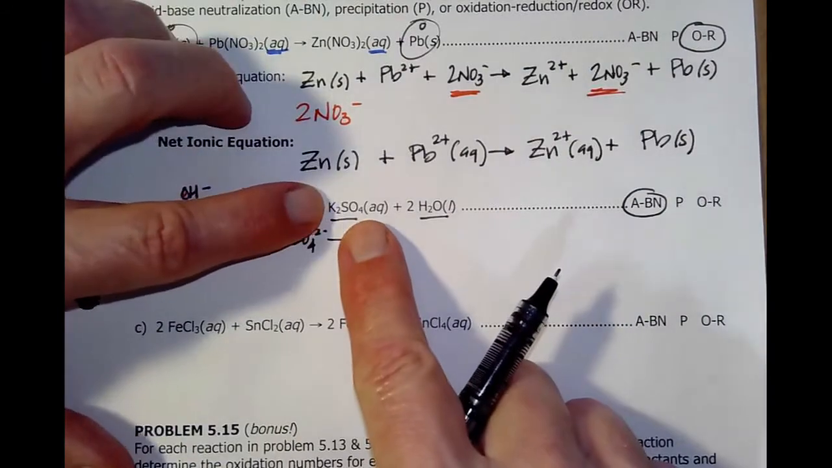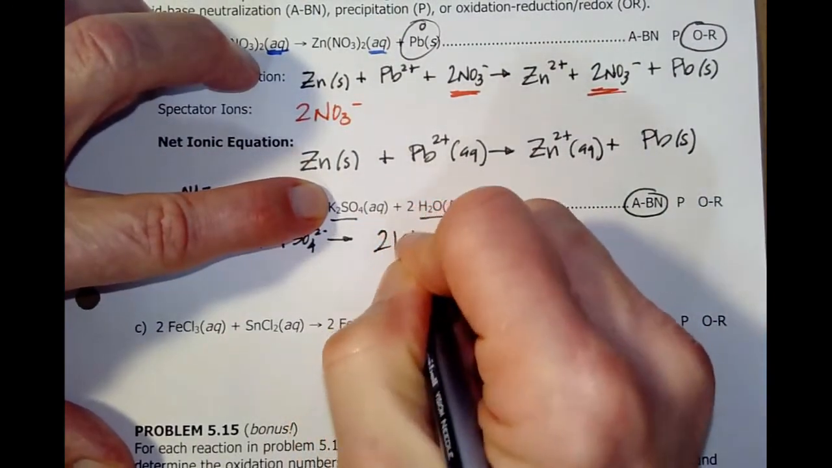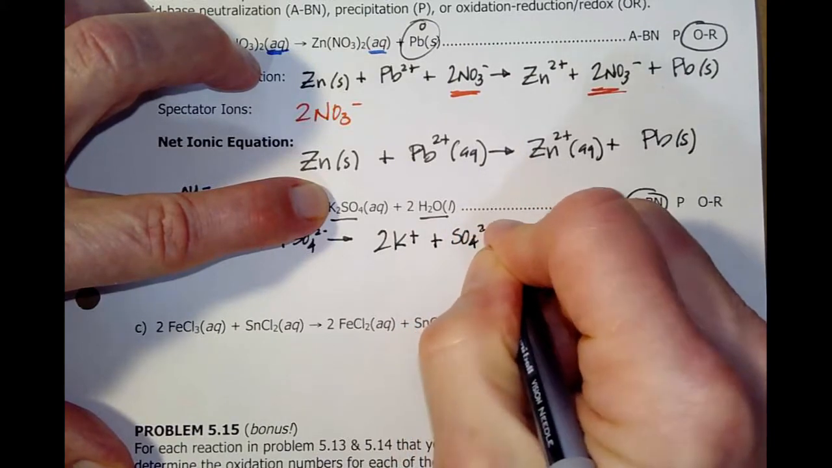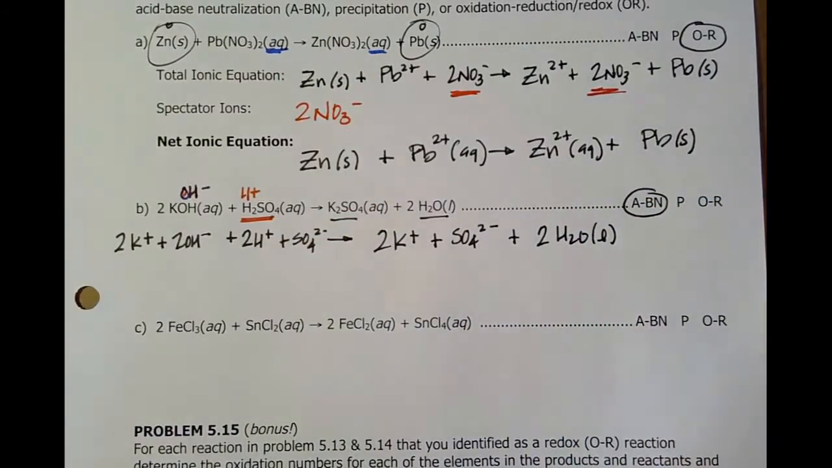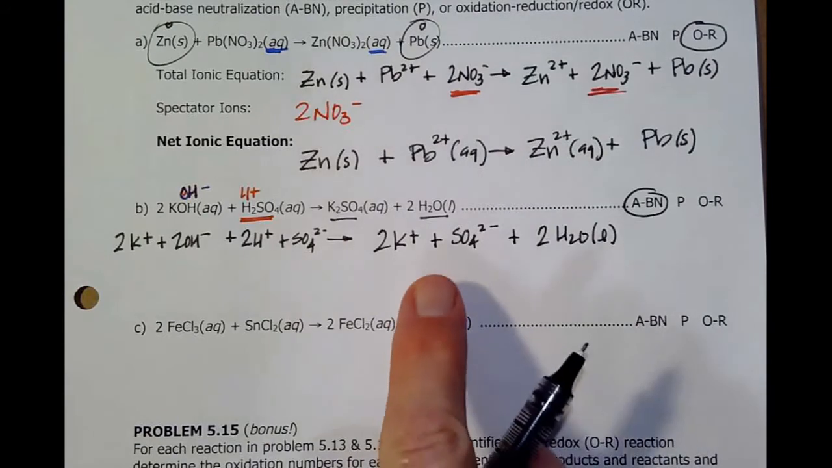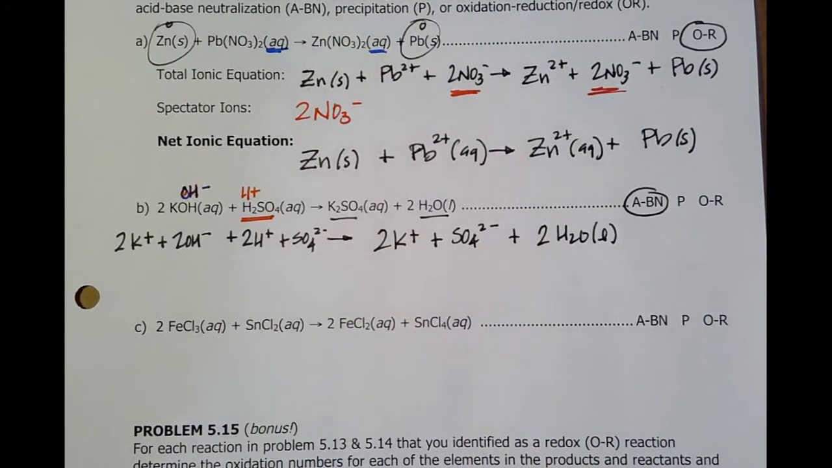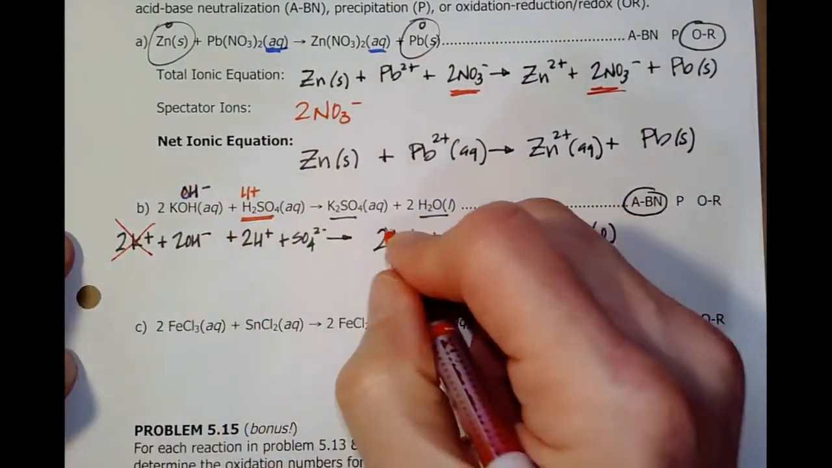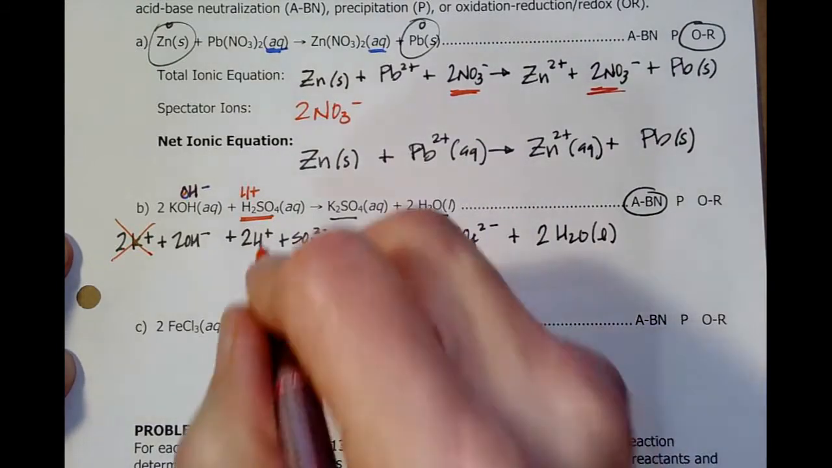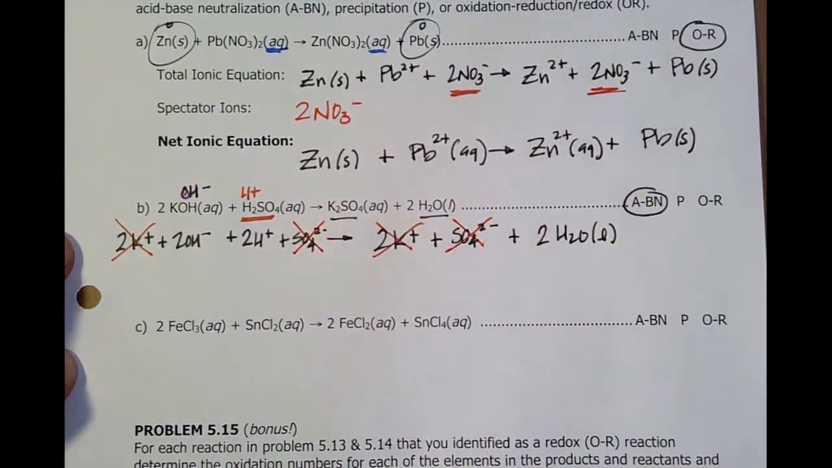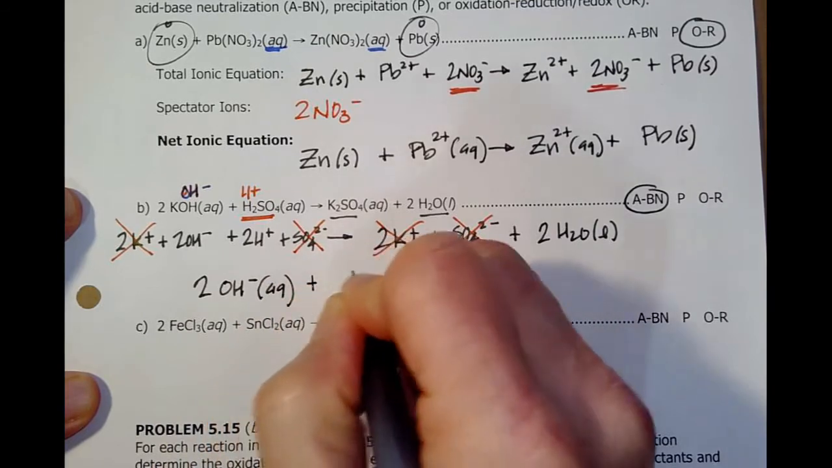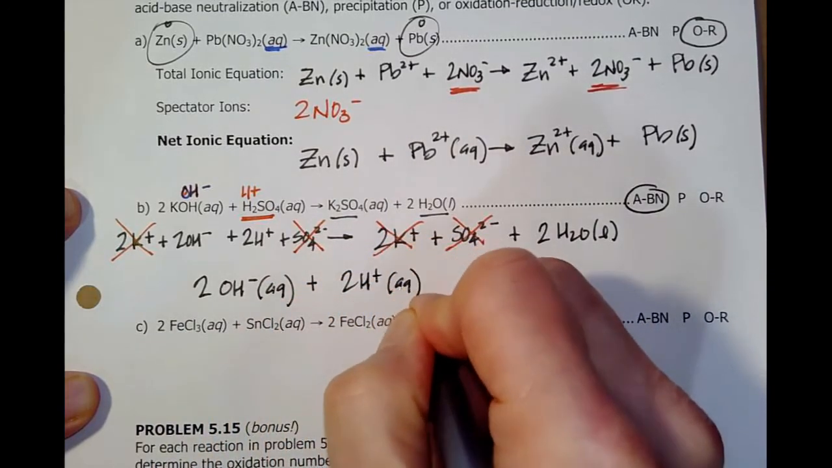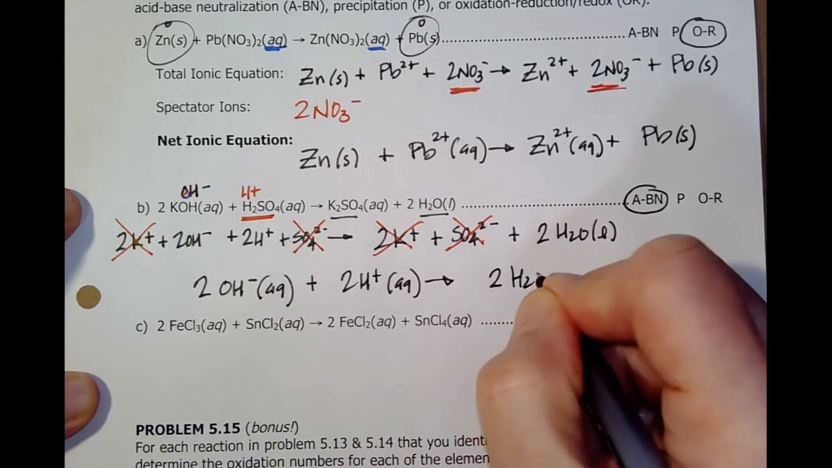On the other side, potassium sulfate: 2K plus, SO4 2 minus, plus 2 waters. I have no rules about breaking up molecular compounds. I only break up soluble ionic compounds and strong acids. So I can figure out what I can cancel from each side. 2 potassium ions, 2 potassium ions. Sulfate ion, sulfate ion. Now this is going to look a little funny. 2OH minus aqueous plus 2H plus aqueous gives me 2 waters, liquid.